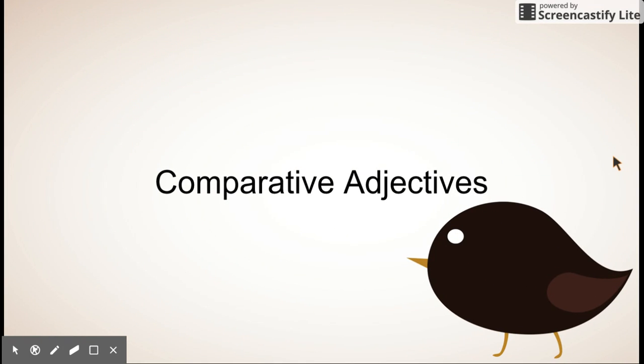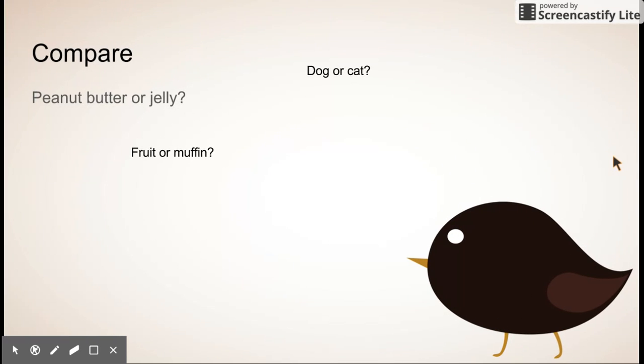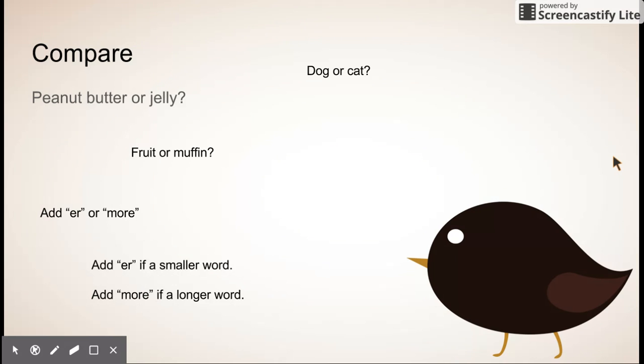So we're going to talk about comparative adjectives first. And if you are comparing, how many items do you have? You have two. If you're comparing the virtues of peanut butter and jelly, or whether you think a dog or a cat is a better pet, or if fruit or a muffin is tastier for breakfast, there are just two items being compared. This is why you usually have an ER added to the suffix of a word or more added to the phrase. ER is usually added to smaller words with fewer syllables. Typically, with the longer word, you add more into the phrase.